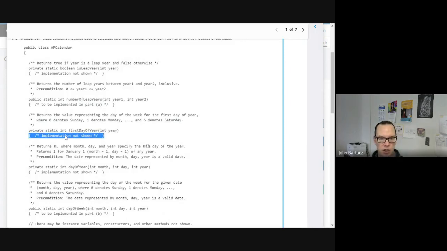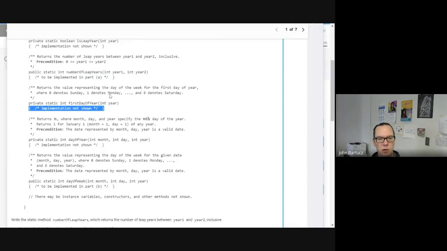And again, implementation not shown, which means you're not going to have to write it. You can just assume that they have perfectly coded their implementation in the background to do exactly what they said it's going to do.